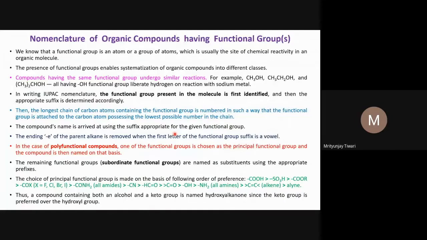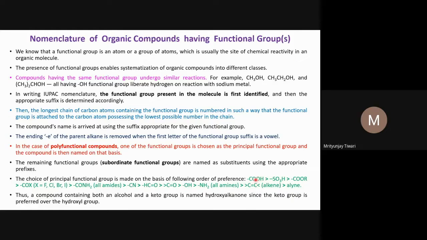Hello students, good morning. So in our last class, we have seen the rules that you need to remember to write IUPAC nomenclature of organic compounds having functional groups, and there we have seen an organic compound may have multiple functional groups. In the case of multiple functional groups, we have to identify which functional group is the primary or principal functional group, and to get that idea, we have to remember this order of preference for the functional groups. In this order, the reactivity of different functional groups is derived.